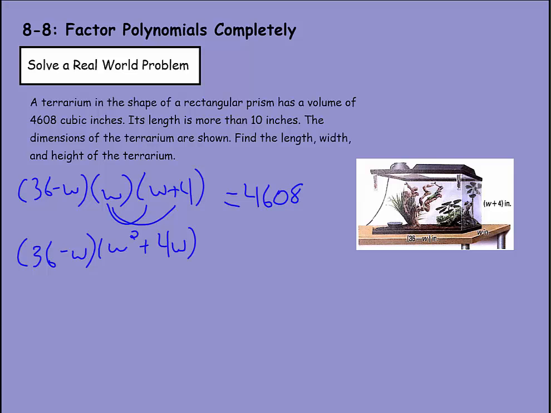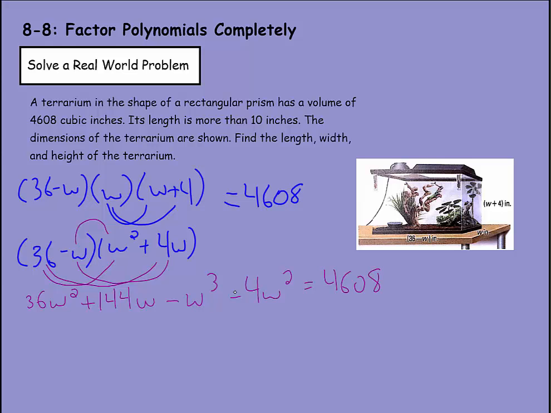If I multiply using the FOIL method, I would have the front: 36 times w squared is 36w squared. I would do the outside, so 36 times 4w, which would be positive 144w. Next would be the inside, so negative w times w squared. That would be negative w to the third. Then finally we would have the outside, which is negative w times positive 4w, so that's negative 4w squared. That needs to equal 4608.